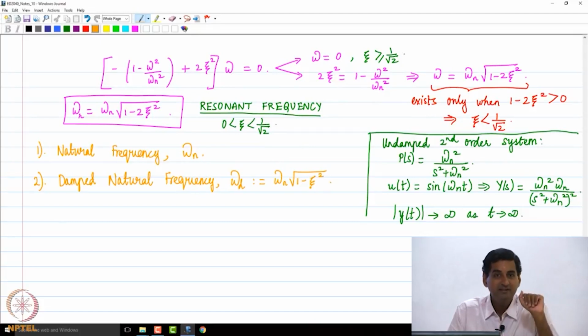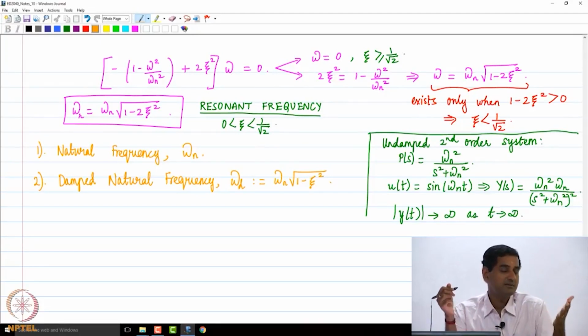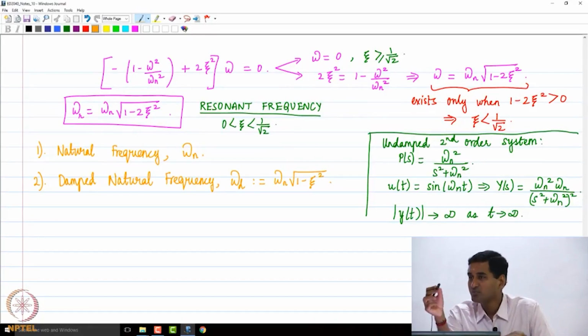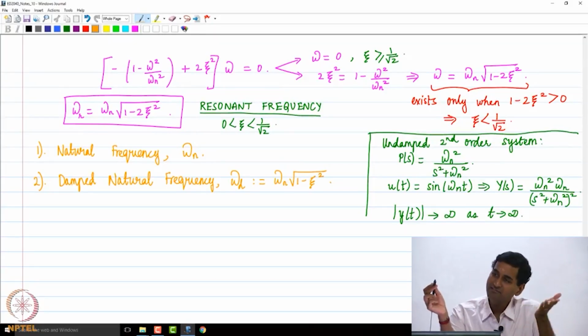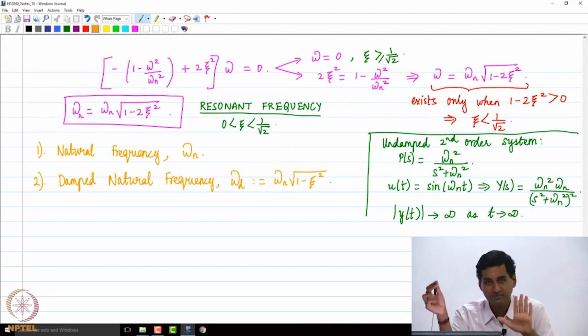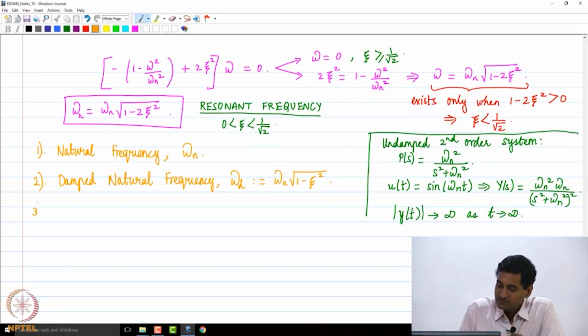So physically, what is the notion of this damped natural frequency? We have a stable second order system. You give a step input, the frequency at which the corresponding output would oscillate is what is called the damped natural frequency. And even if you give a sinusoidal input equal to the damped natural frequency, the system output would be bounded because you have an underdamped stable second order system, no doubt about it. Now the third frequency is the resonant frequency, omega r.